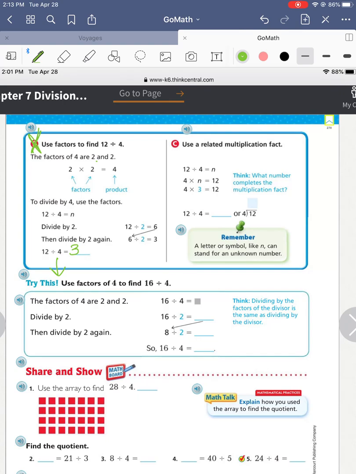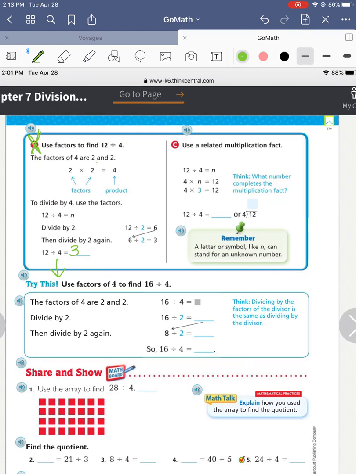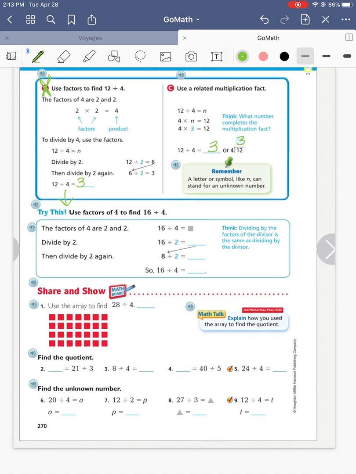And then C says use a related multiplication fact. So this is when we flip-flop and turn the division problem into a multiplication problem. So we take 4 times n equals 12, and then we need to figure out what the n is. So the missing number in that sentence would be 3, because 4 times 3 is 12. So then 12 divided by 4 is going to be 3. So you're doing the opposite, doing multiplication to figure out the missing number.